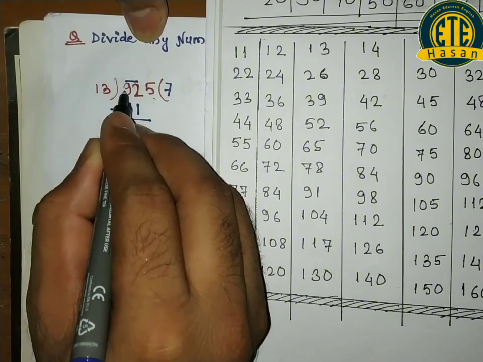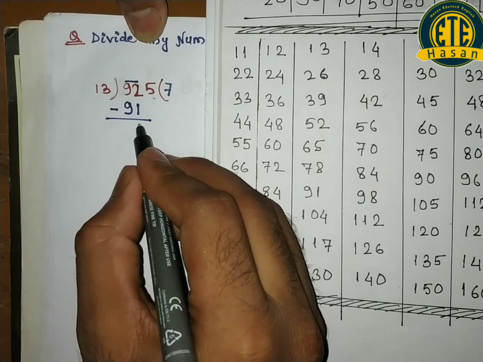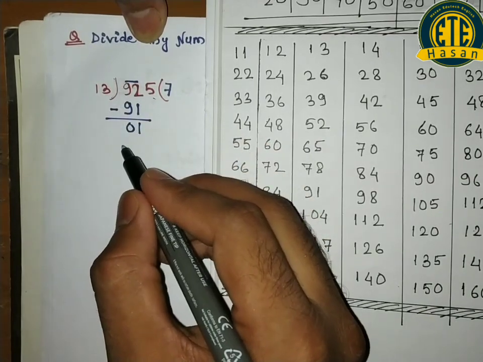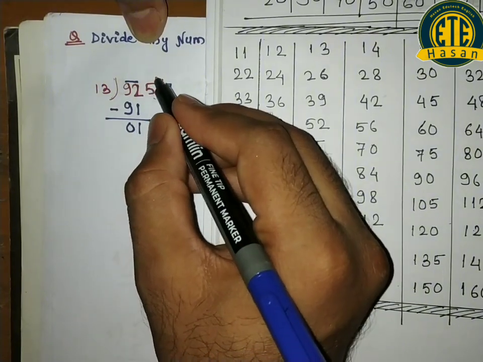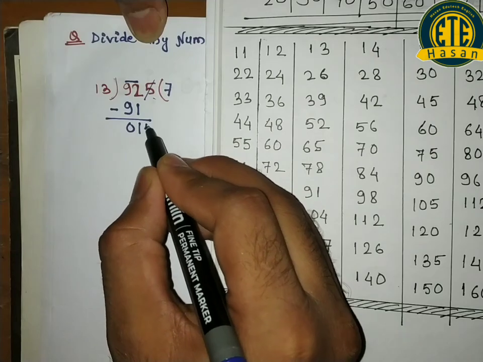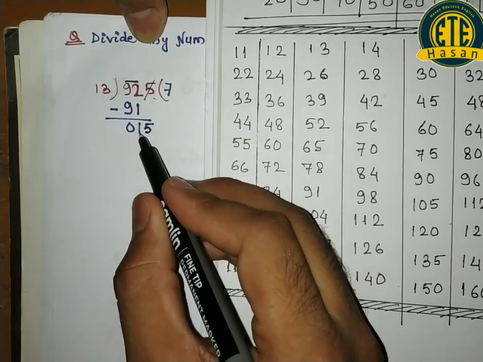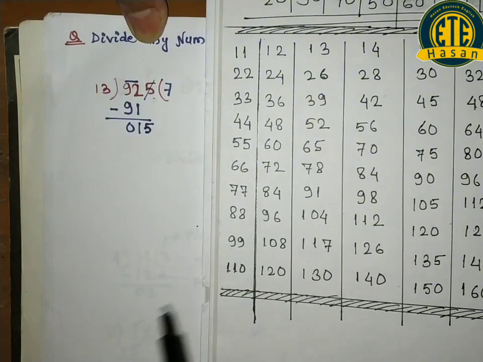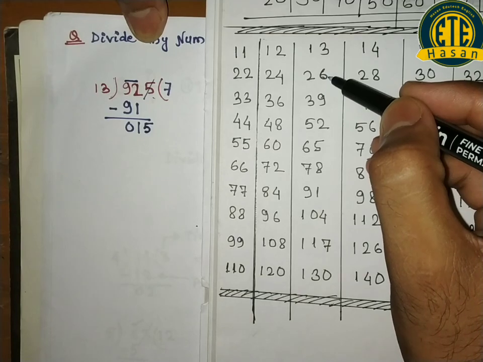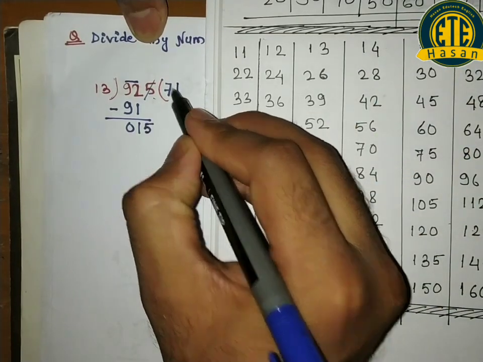Now subtract it from the upper number. 2 minus 1 will be 1. 9 minus 9 will be 0. After subtracting we have to bring down the next number. The next number is 5, so let's note down 5. Now we count 13 till 15 or below 15. In the 13 series, 26 is greater than 15, so I will count 13 one time.